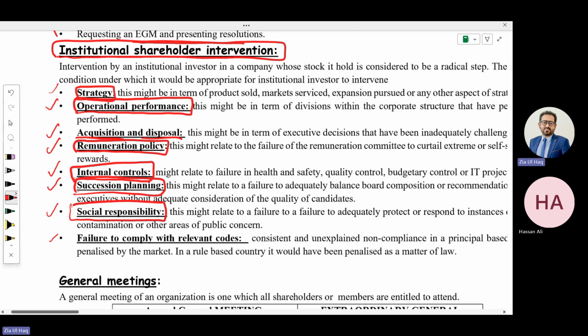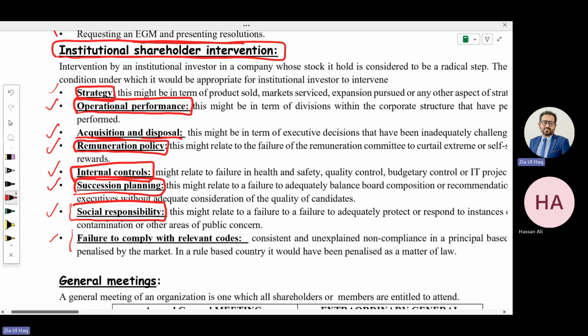And if companies are not performing social responsibility properly, meaning they are not building their good repute in society, institutional investors will intervene. Social responsibility also includes controlling pollution. Because if you are not controlling pollution and you are polluting the environment, this will also affect your image. This will not only affect your image, it will affect your customers and your investors as well.